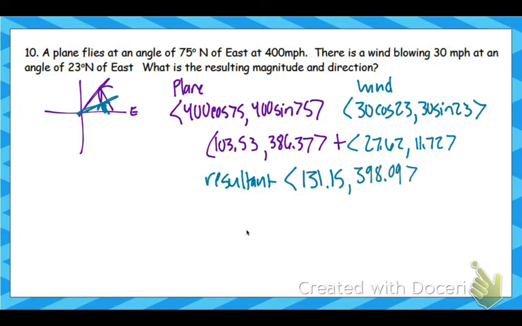All right, so now we're going to find our answer here, the magnitude and direction of this resultant. So for magnitude, 131.15 squared plus 398.09 squared. Again, I'm going to plug that into a calculator.